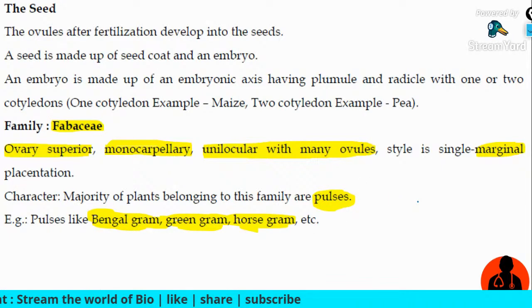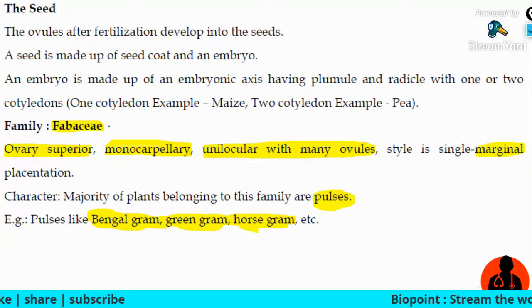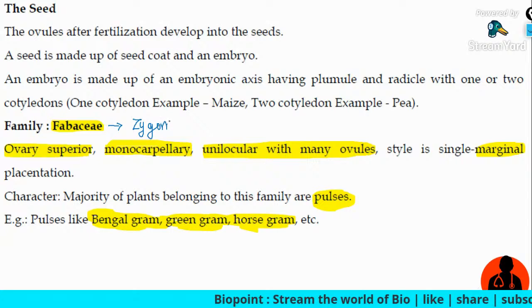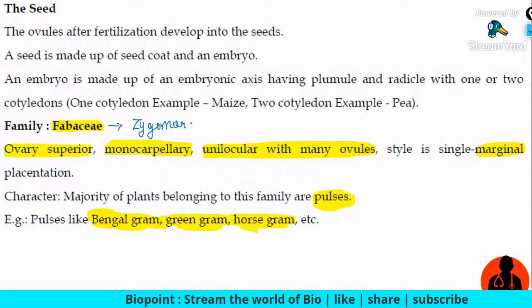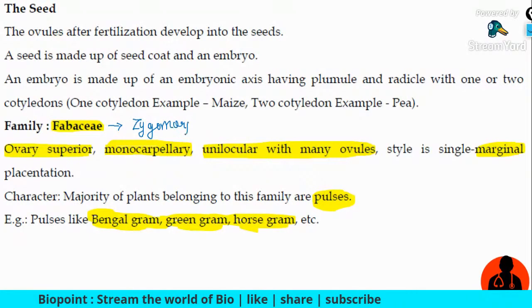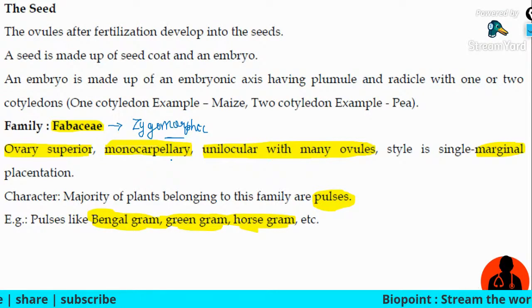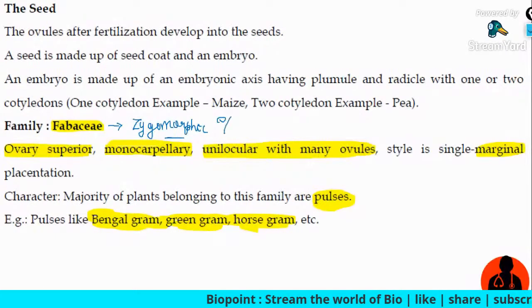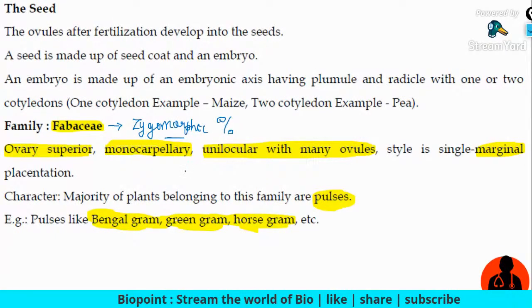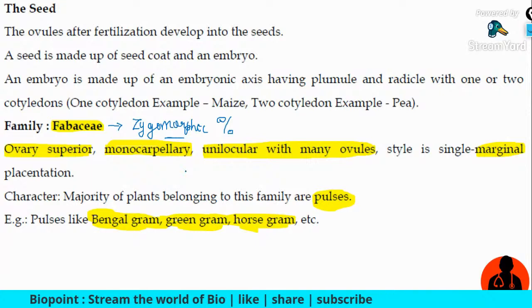Let me tell you something more. They are bisexual, zygomorphic flowers. Fabaceae is the only family in our textbook where we are studying that the flowers are zygomorphic. Among the three families mentioned in your NCERT, zygomorphic flowers are only seen in the Fabaceae family. Thereby also you can distinguish. You would use the symbol like this. This symbol is only applicable for the Fabaceae family. Clear?